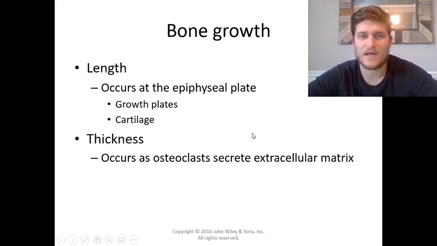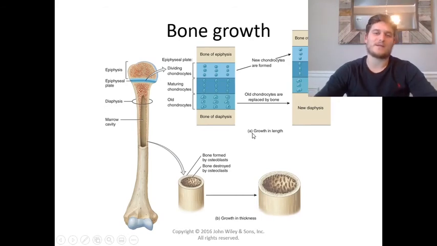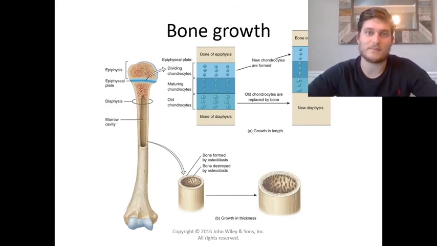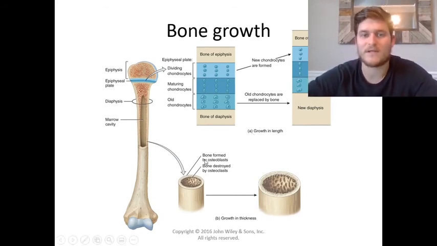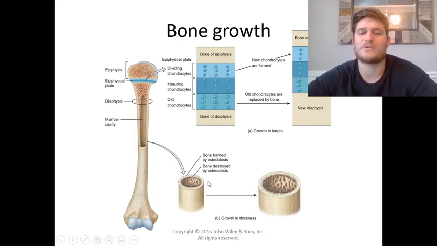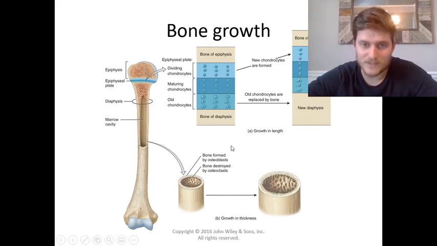Bone thickness is going to be regulated, and the bone matrix is regulated by two groups of cells. One is called the osteoblasts, which are going to build up the bone. They're going to help form this matrix and increase our bone thickness. And osteoclasts are going to destroy this matrix and decrease our bone thickness.